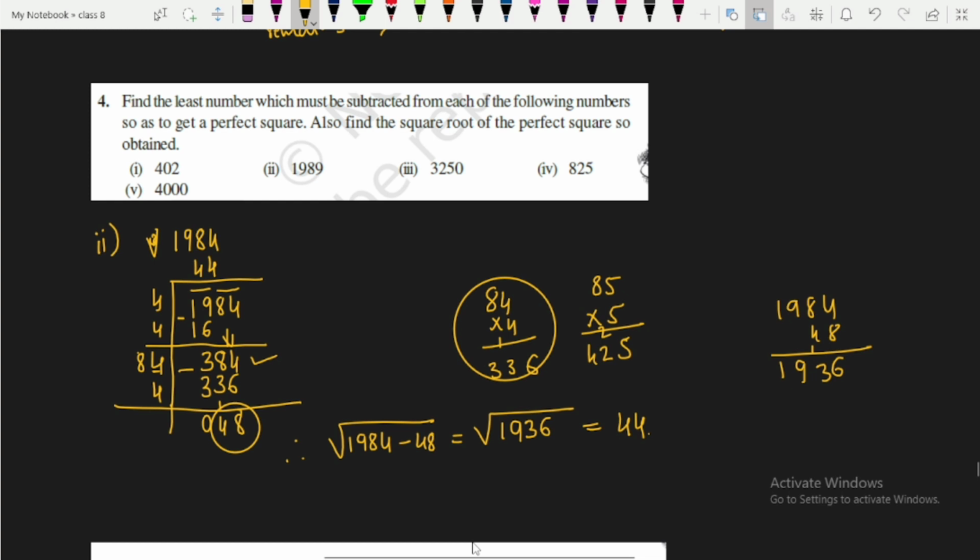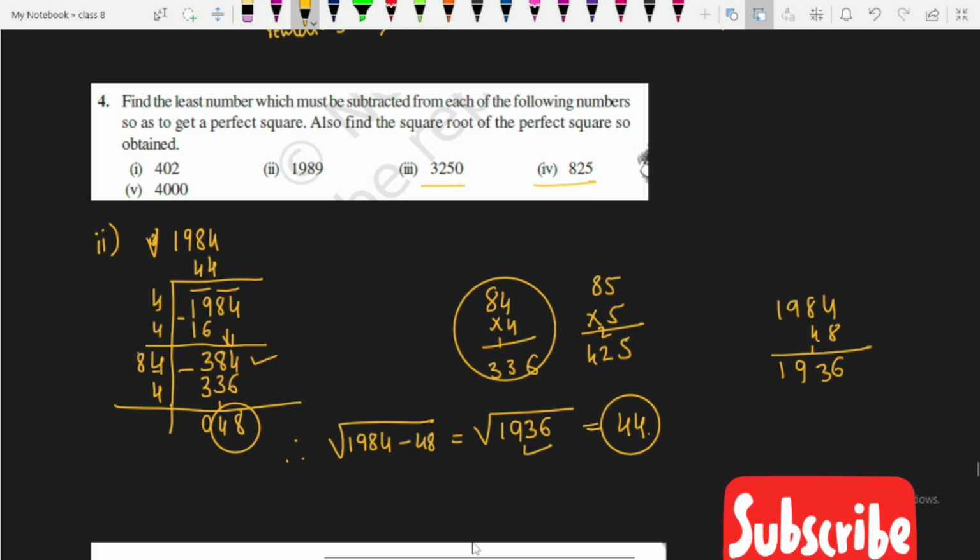Yes, in this way you are going to find what number you are going to subtract so that the number becomes a perfect square, and you also find the square root of that number. Okay, in the same way we can find the answers of the next questions also.